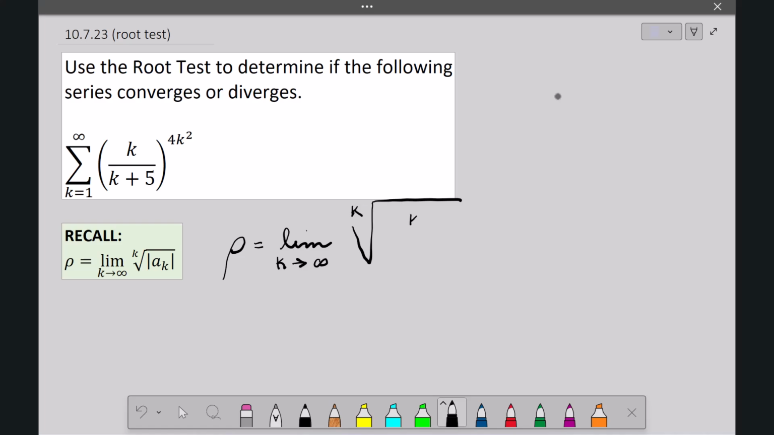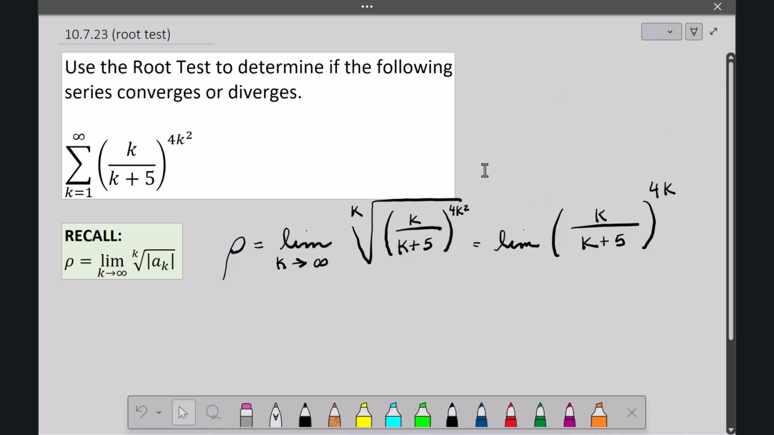Now, a sub k in this instance is positive, so we do not have to put in the absolute values. So we will be taking the kth root of all of that. Well, the kth root of all of that is found by taking 4k squared and multiplying it by 1 over k, or dividing it by k. We will end up with k over k plus 5 raised to the 4k power.